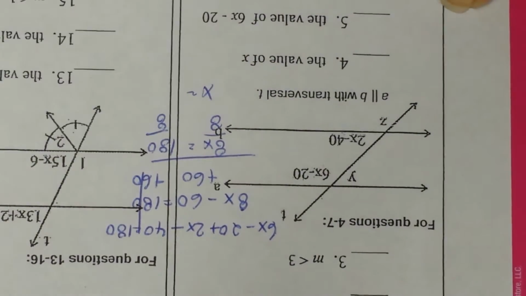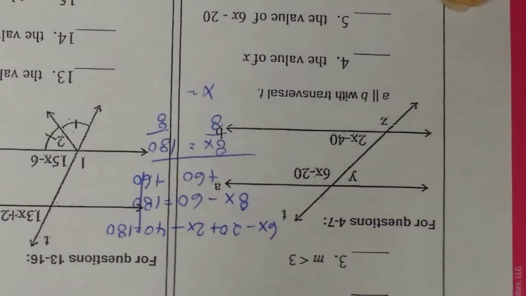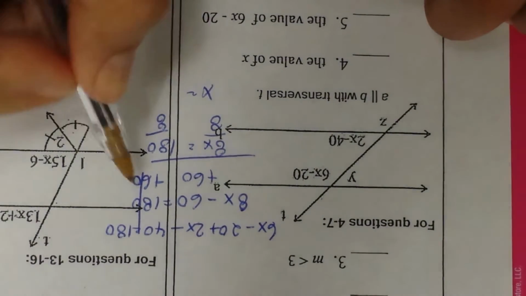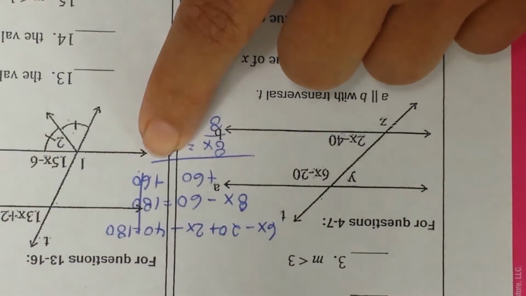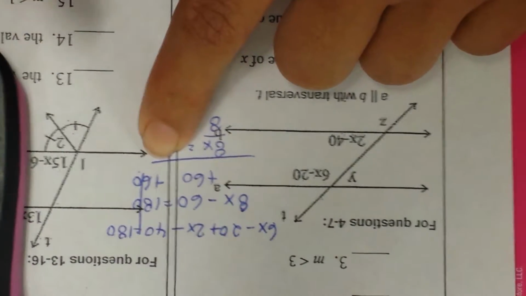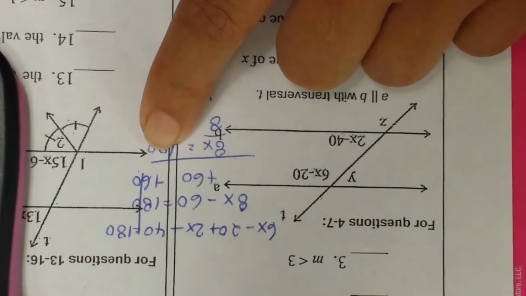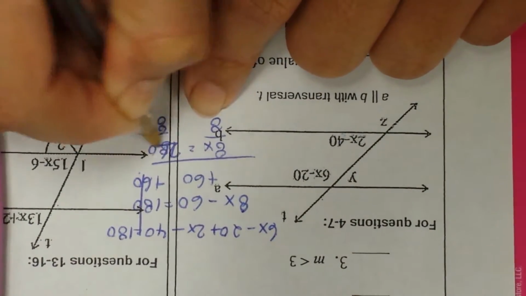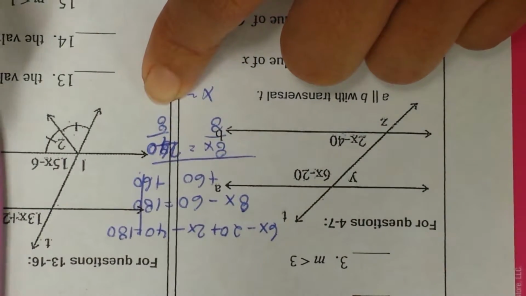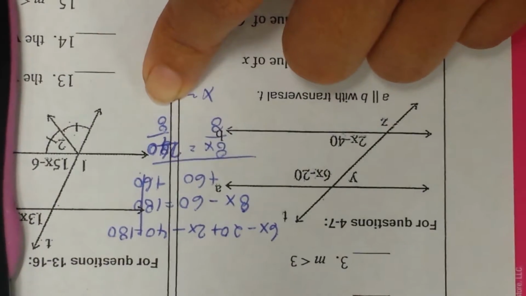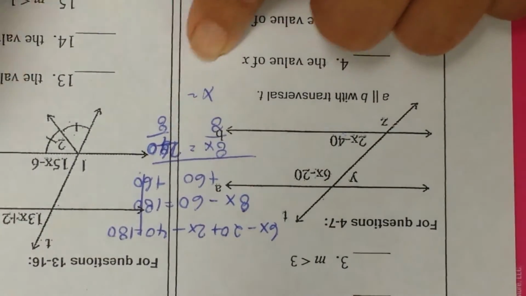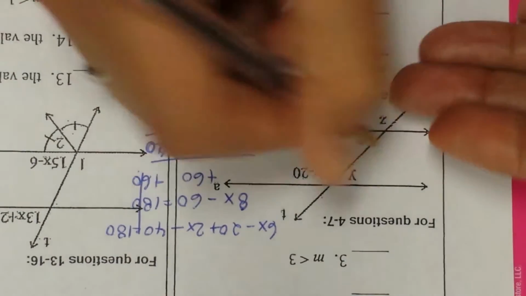All right, so x is going to be equal to... I clearly forgot to add the 60 to the 180. So let me go ahead and do that. 180 plus 60 equals 240. Sorry, 240 divided by 8. 240 divided by 8 is 30. So x equals 30. Plug it back in.